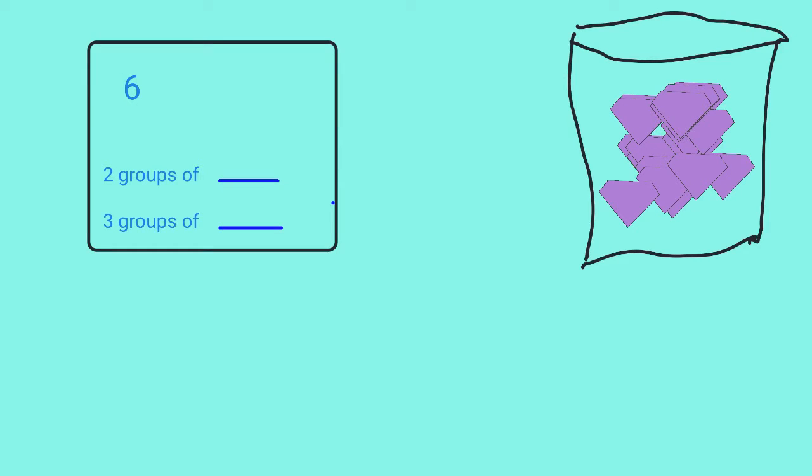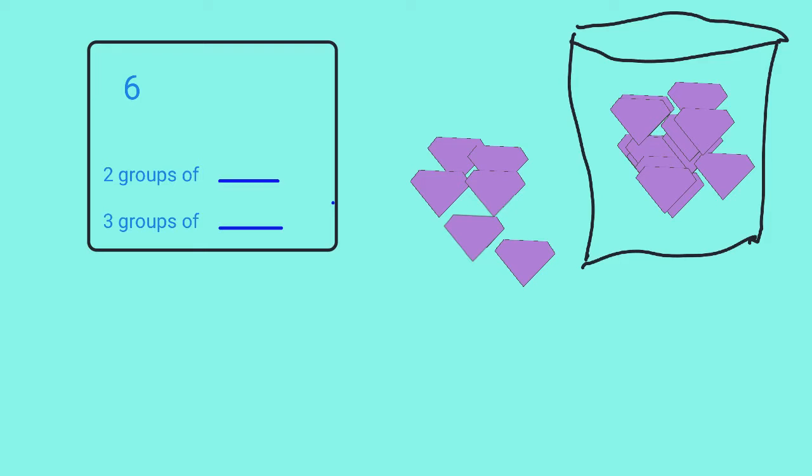Okay, so today you're going to learn how to divide a set of objects into equal groups. We're going to pretend that our colored tiles are diamonds today. So what we're going to do is take 6 diamonds out of our bag. 1, 2, 3, 4, 5, 6.